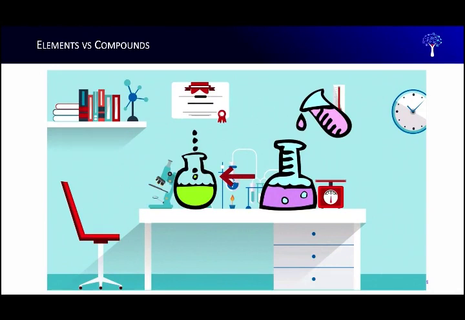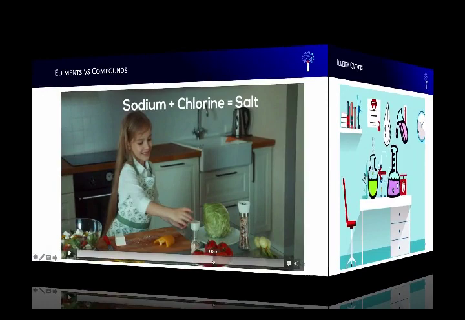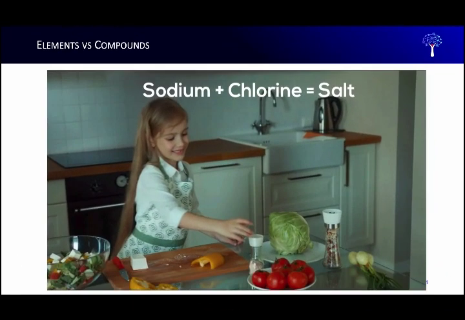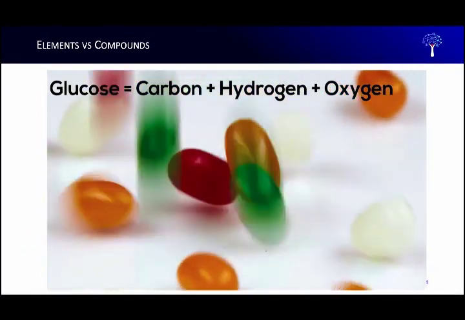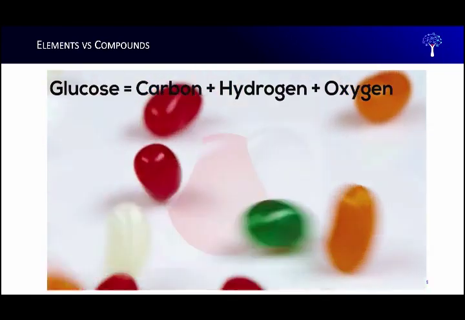They are diatomic elements whose simplest units are molecules of hydrogen and oxygen. They combine together to form water. Some ions combine to form compounds. For example, sodium and chlorine combine to form salt. Glucose, which is a type of sugar, is made up of carbon, hydrogen, and oxygen.